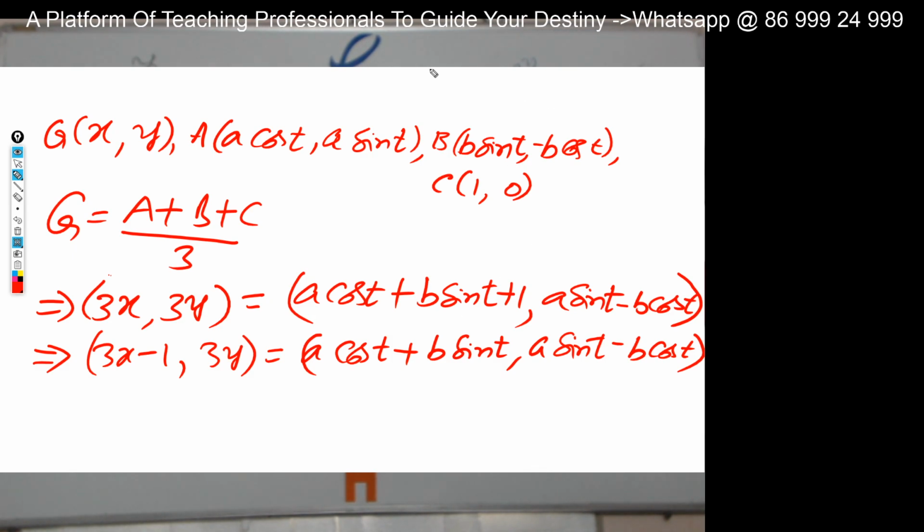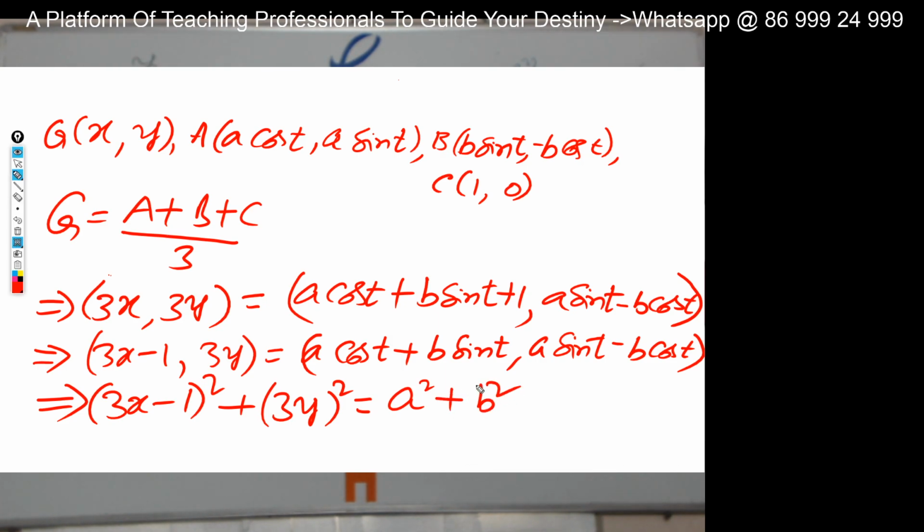The parameter t is to be eliminated. Squaring and adding, very simple. That's what we did in the previous question. Squaring and adding, (3x minus 1) whole square plus (3y) whole square is equal to this one square plus this one square, plus minus 2ab which gets cancelled, a square into 1 plus b square into 1. So you will get it like this: (3x minus 1) whole square plus (3y) whole square is equal to a square plus b square. Pratham answered it as B.